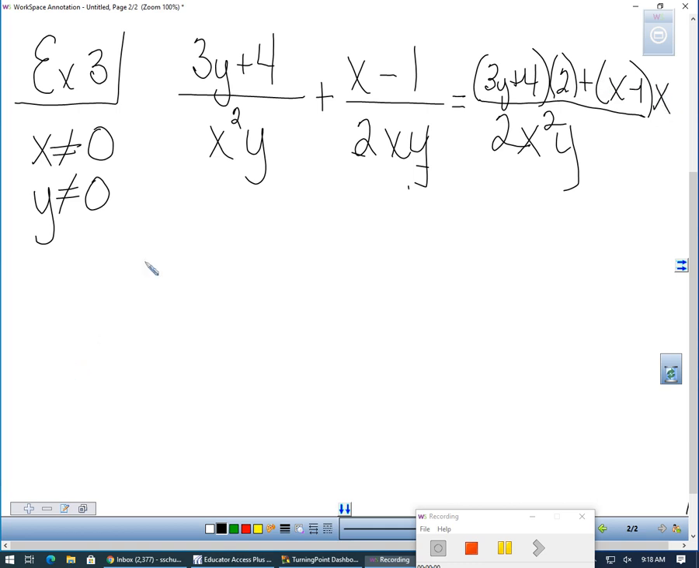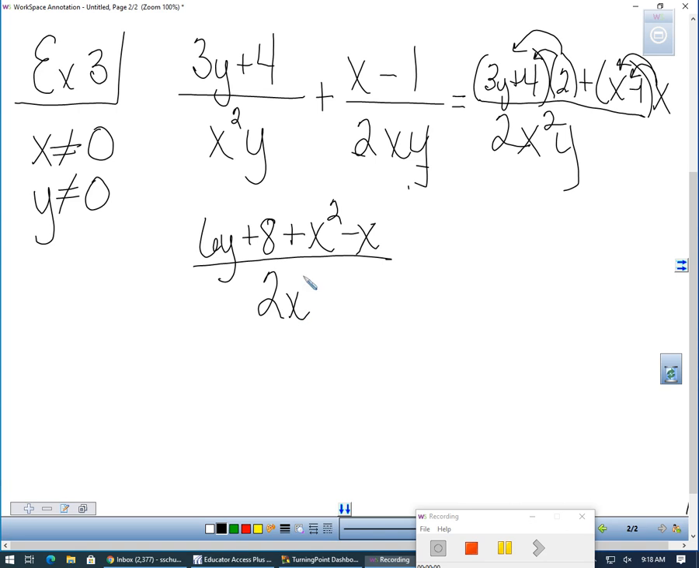Now I have to simplify. So we have 2 times 3y, which is 6y. 2 times 4, which is 8. Plus x times x, which is x squared. And x times negative 1, which is negative x. All over our common denominator of 2x squared y.